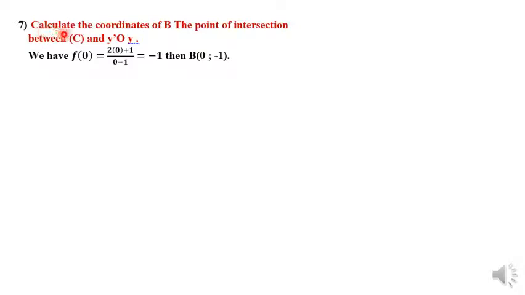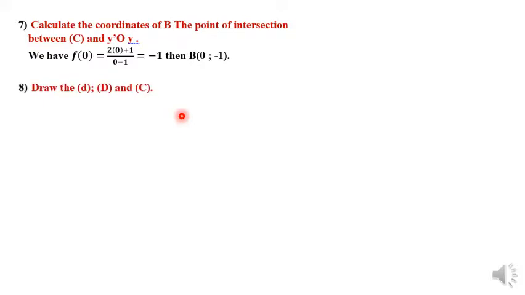Exercise 7. Calculate the coordinates of B, the point of intersection between C and y prime y. بهالحالة بجيب f of 0 بيطلع الجواب minus 1. فبتكون الانترسكشن point of intersection هي B 0, minus 1 لأنه الx هو 0 والجواب هو الy فإذا minus 1.